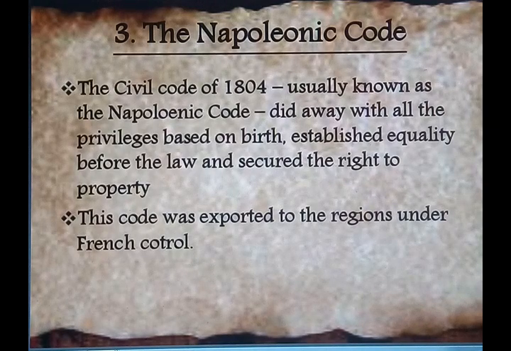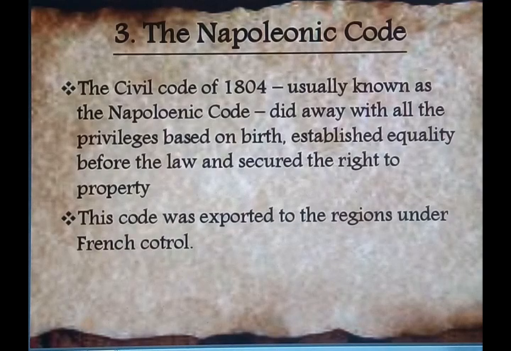Remember, these things are very, very crucial and important. First, he did away with all the privileges based on birth. Those who were born in the first and second estate had the privilege of not paying any type of tax. So Napoleon Bonaparte removed this privilege. Now everyone was to pay the tax. Establish equality before the law.